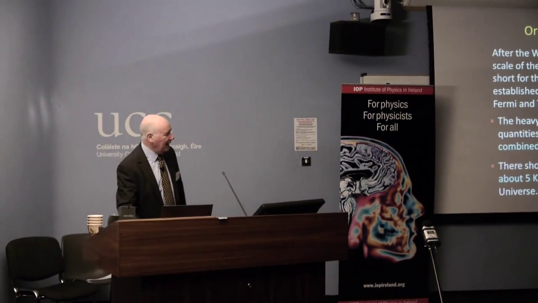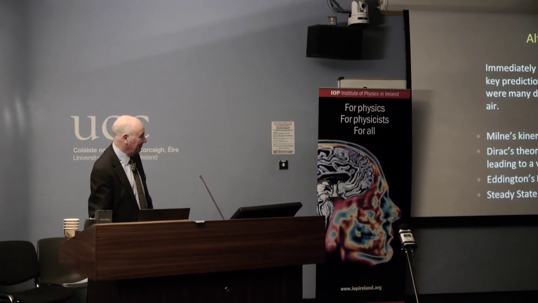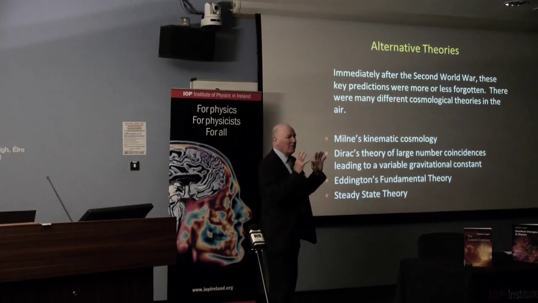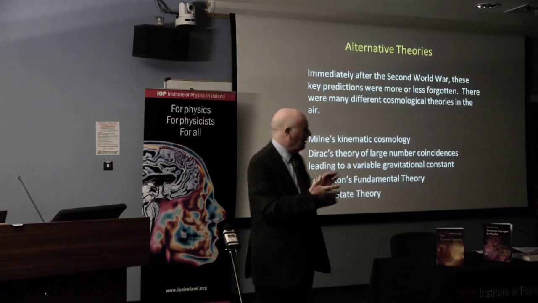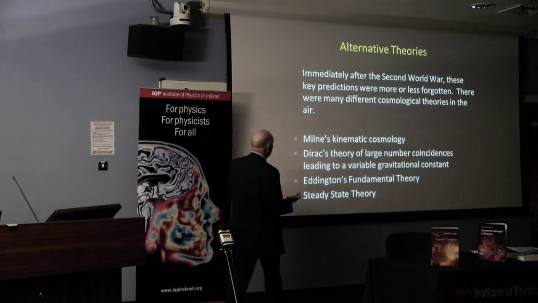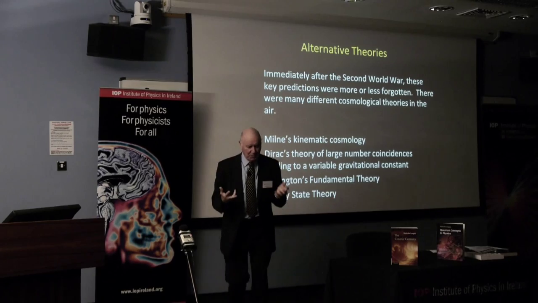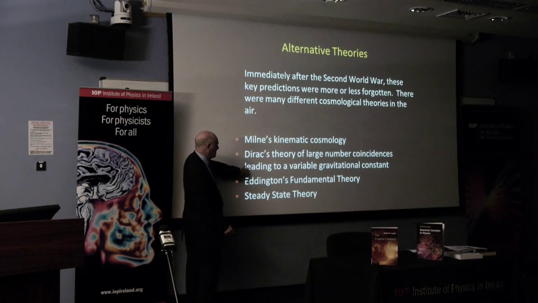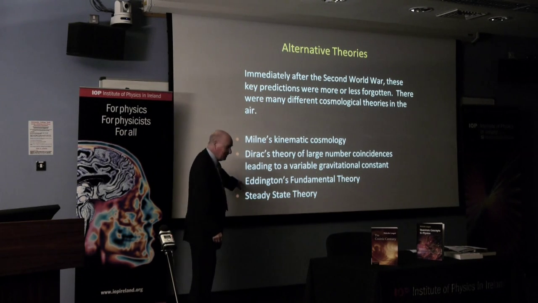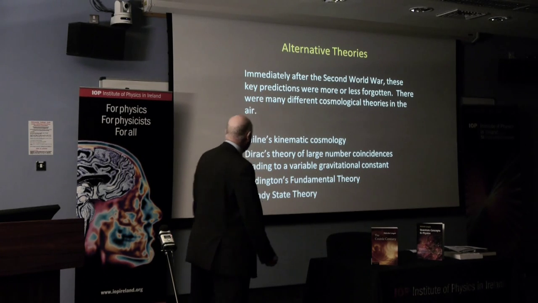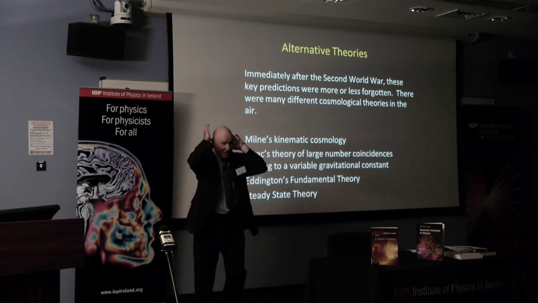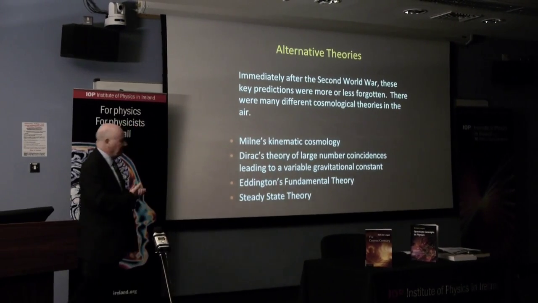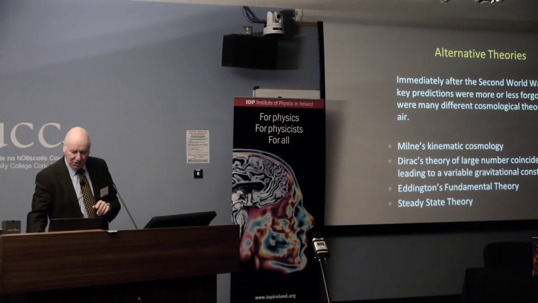Now, the interesting thing is that this got forgotten. And part of the reason for that was that just after the war, there were many conflicting theories about the cosmological models. Things that were in the air were Milne's kinematic cosmology, where you distinguish between kinematic time and electrodynamic time. We've got Dirac's theory of large number coincidences leading to a variable gravitational constant. There was Eddington's fundamental theory that he was working out. And then there was steady-state cosmology. All of these things came to the fore immediately after the war. And it was in that atmosphere that these predictions were more or less forgotten. There was a switch of the interests.